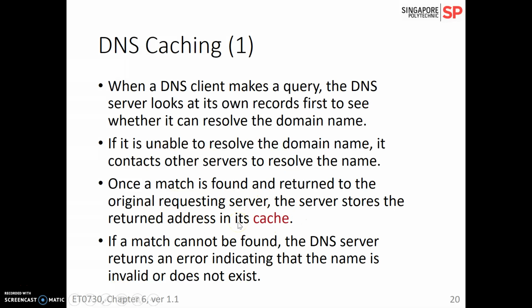In case a match cannot be found, for example, you type www.facebook.com wrongly, instead of www you only type 2w, then the DNS server will return an error saying that the name does not exist. Let's use the example where the match is found. The IP address of facebook.com will actually be stored inside the cache of the SP DNS server.